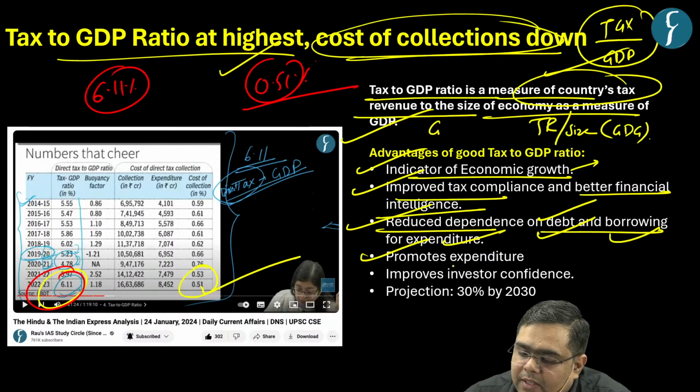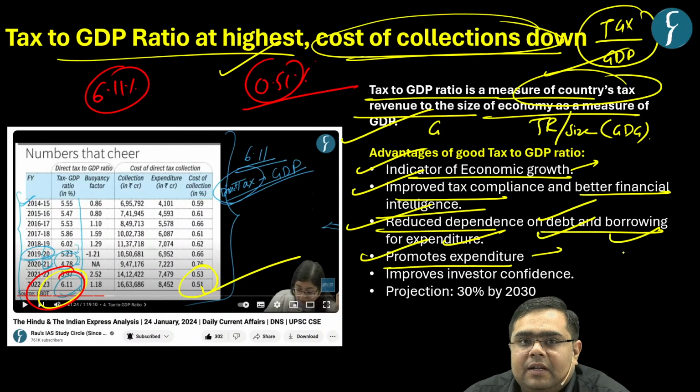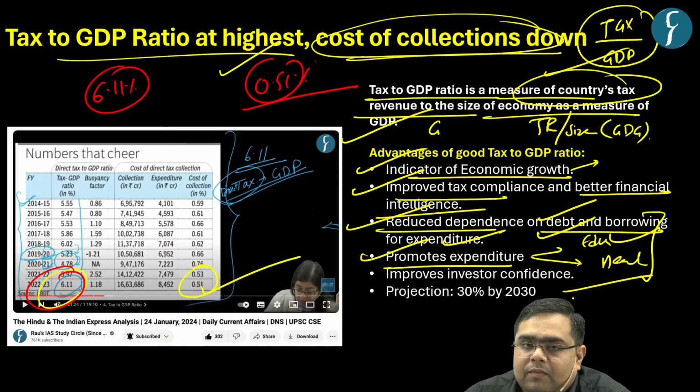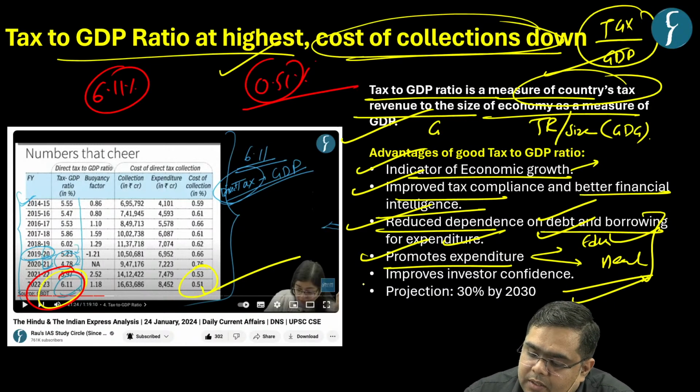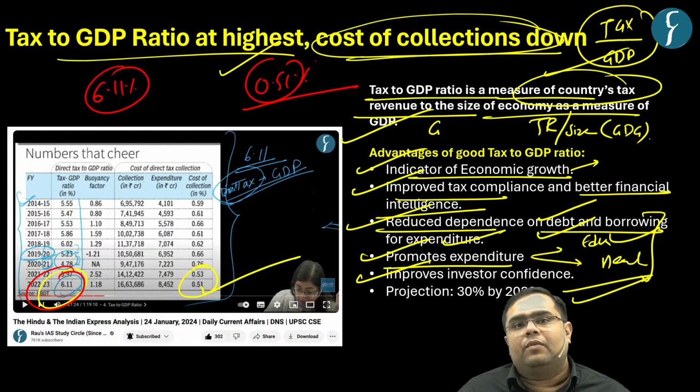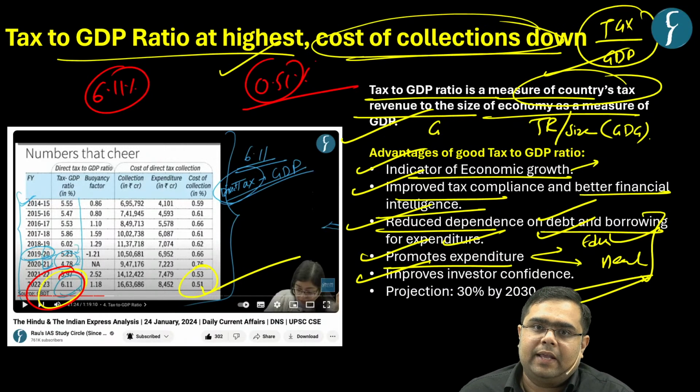Then another aspect is that when the government has a huge sum of money for expenditure, it is obviously going to spend on various sectors like education and health, which would lead to better social welfare of marginalized communities. Again, a better tax to GDP ratio leads to improved investor confidence. An investor obviously goes and sees what kind of health the economy is in, and an improved tax to GDP ratio is an indicator of good economic health.